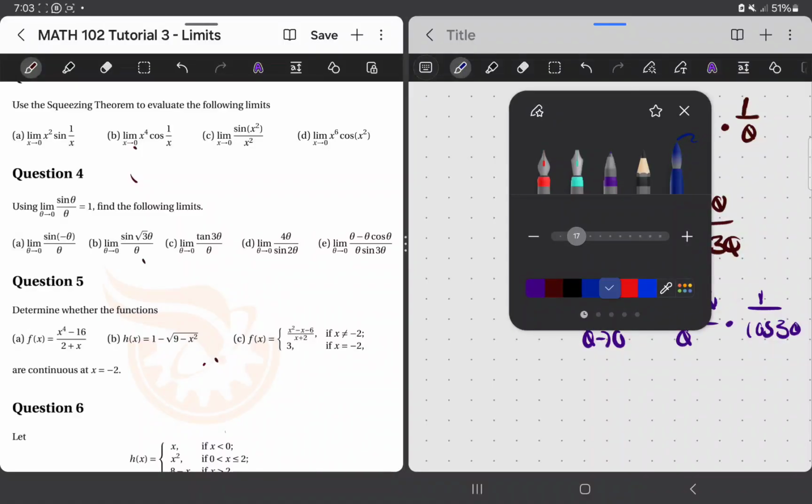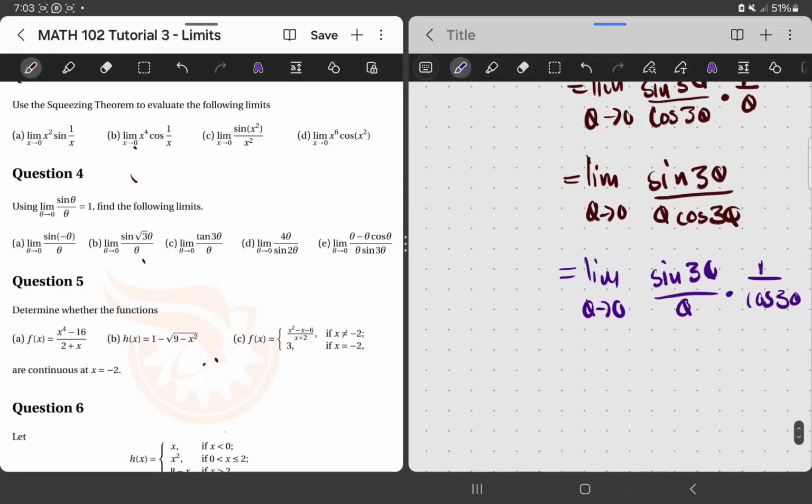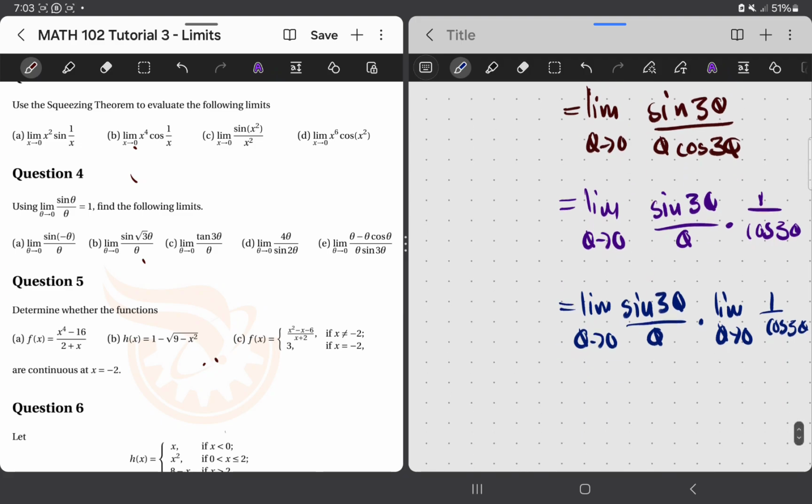Now, this is just going to be equal to the limit of each thing: the limit as theta goes to 0 of sine 3 theta over theta, times the limit as theta goes to 0 of 1 over cos 3 theta. What we'll end up having is the limit as theta goes to 0 of, we multiply the top and the bottom by a 3.